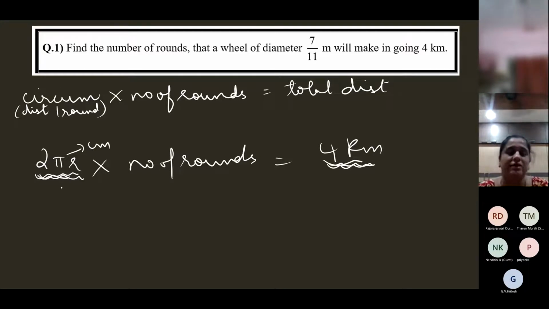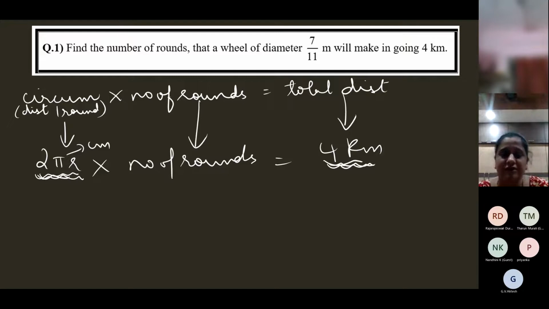Circumference is 2 pi r, into number of rounds, which is what we have to find, is equal to the total distance, which is 4 kilometers. Number of rounds we have to find. Circumference is easy. We can find 2 pi r, and r we also know. Diameter is given, so I can substitute r and find. So everything is given to you. You just have to work and find the answer.